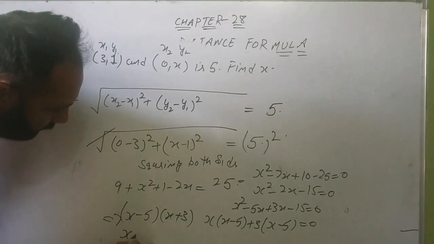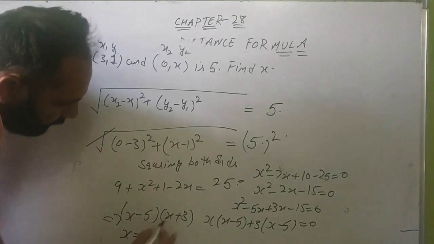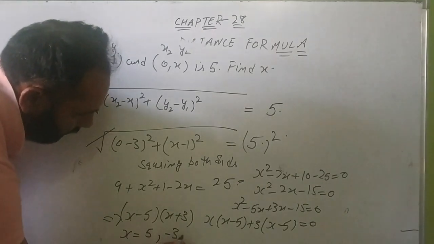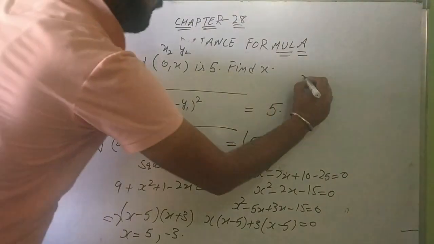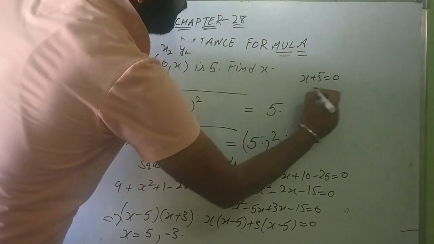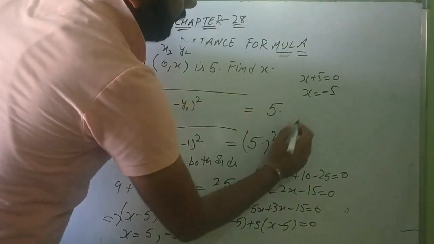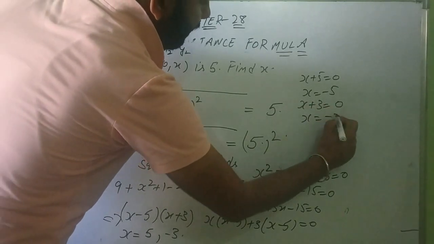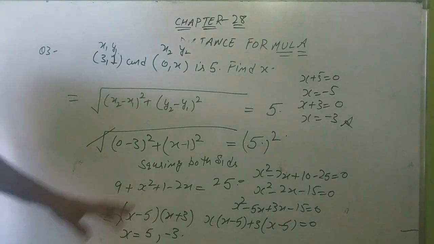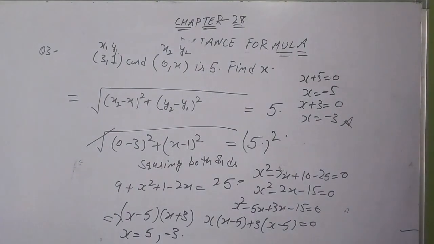So from here we get the two values of x. One is 5 and another one is minus 3. इनको बारी बारी equal to 0 रख दिया। पहले x minus 5 is equal to 0 आ गया, तो x की value कितनी आ गई, 5, then x plus 3 is equal to 0, तो x की value कितनी आ गई, minus 3. So we got the two values of x, one is 5 and another one is minus 3.